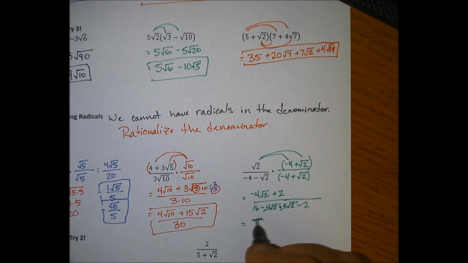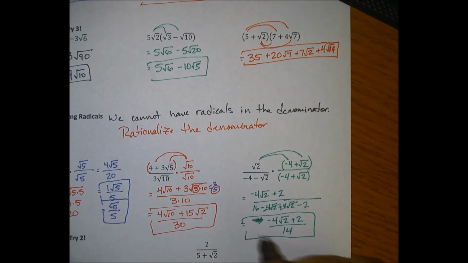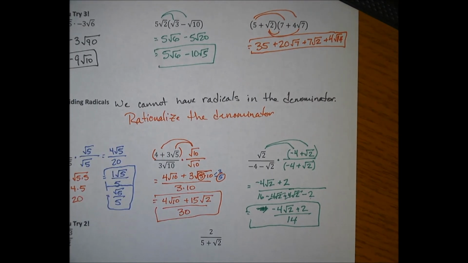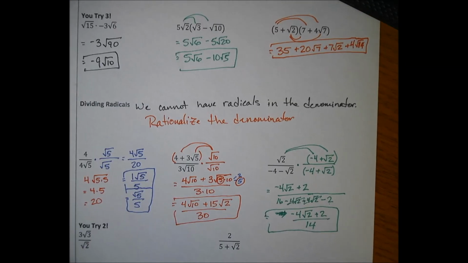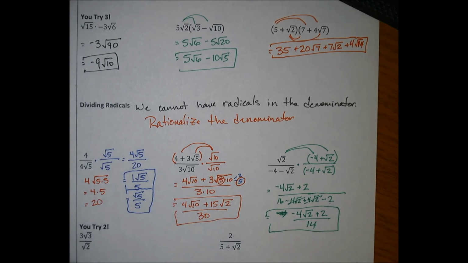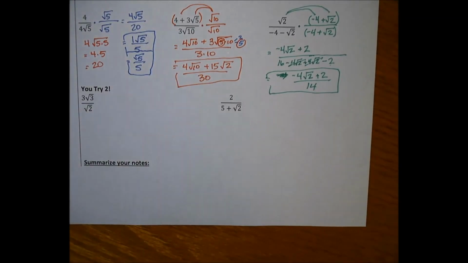Oh, I don't know why I wrote it there. Negative 4 square root of 2 plus 2 all over 14. So keep in mind that does reduce, but it's not really worth it. It doesn't make life that much better in that case. But if you found a way and you looked up how to reduce that, you definitely could. What I want you to do now is pause the video, try these last two.